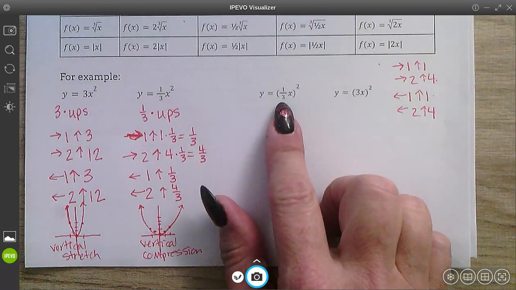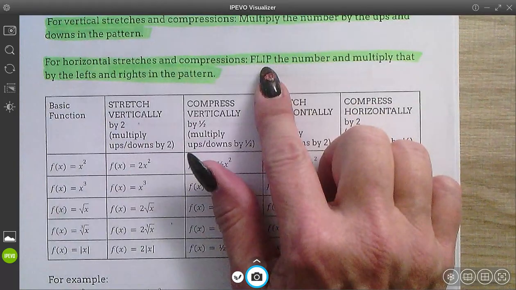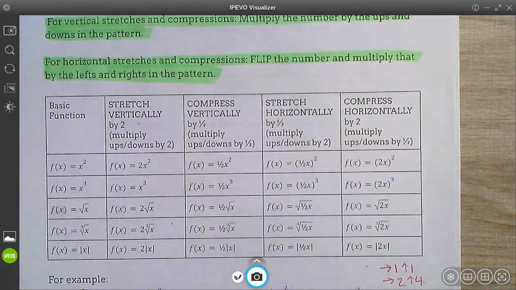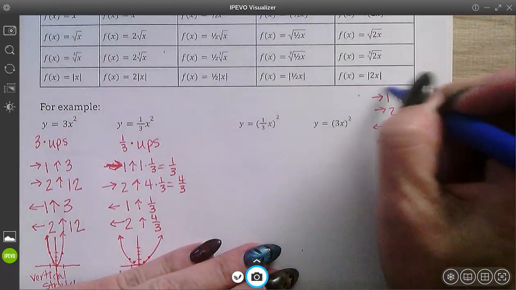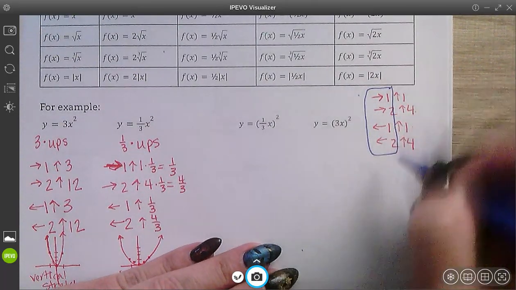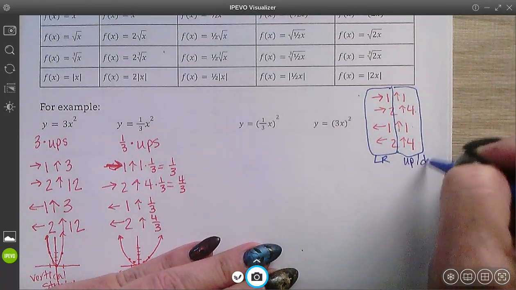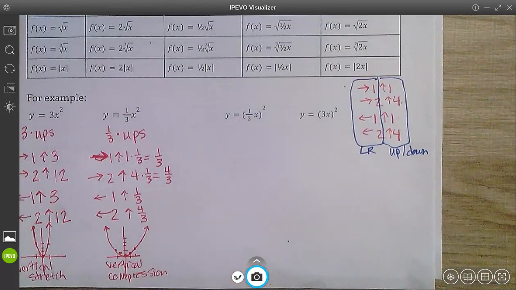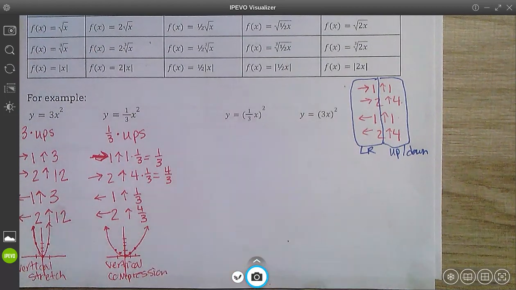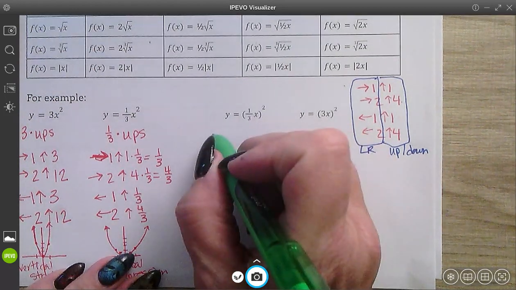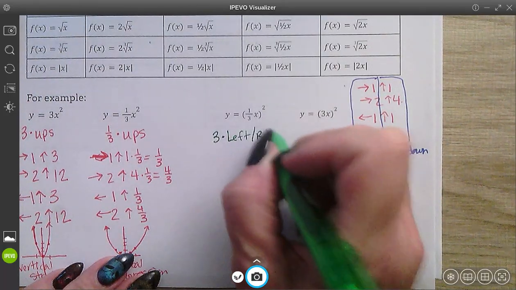Then these ones are on the inside. So that's going to be a horizontal stretch and compression. What I need to do is flip the number and multiply that by the lefts and rights in the patterns. So remember that these guys are my lefts and rights. Left and right. These guys are my ups and downs. So when this number is inside, I'm going to flip the number over. So I'm flipping over 1/3 and making it 3. And I'm going to multiply that by my lefts and rights.